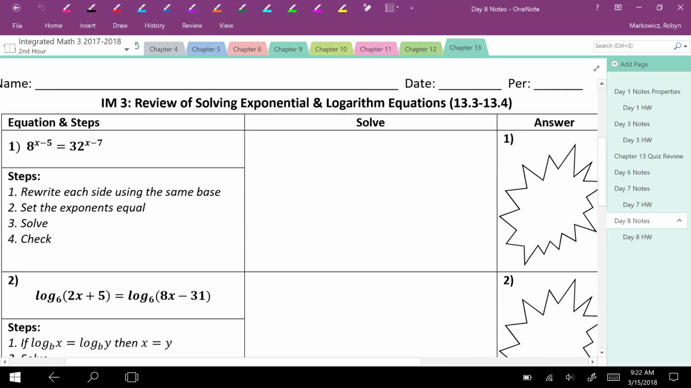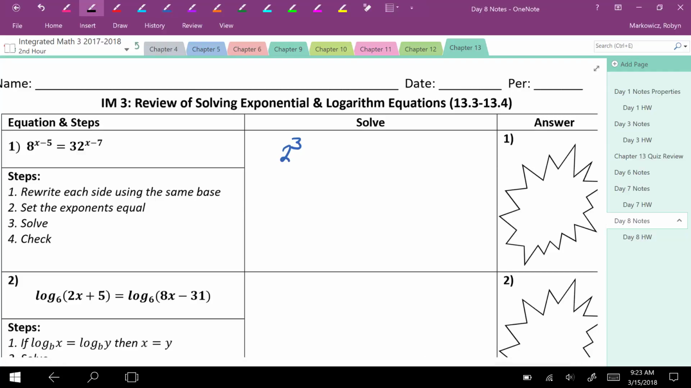Each side has an exponent. This should be when you are thinking change of base. Okay, when you have each side has an exponent, you should be thinking change of base. So we have 8 and 32. What base would they have in common? 2. So 2 to what power would give you 8?